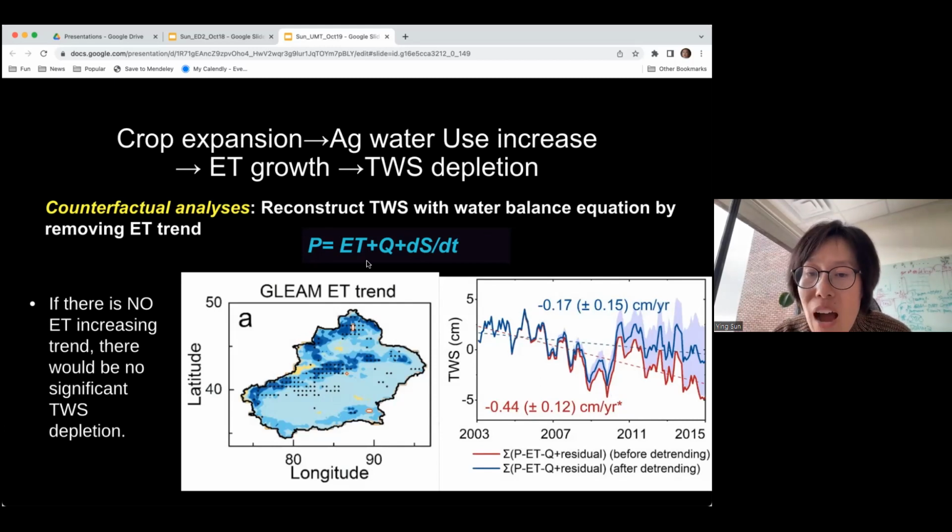So we see that after removing this ET trend, the long-term changes of the terrestrial water storage just disappear. You can still see this negative trend, but it's not significant anymore. So that means if there's no ET increasing trend, there would be no significant total water storage depletion in this area.